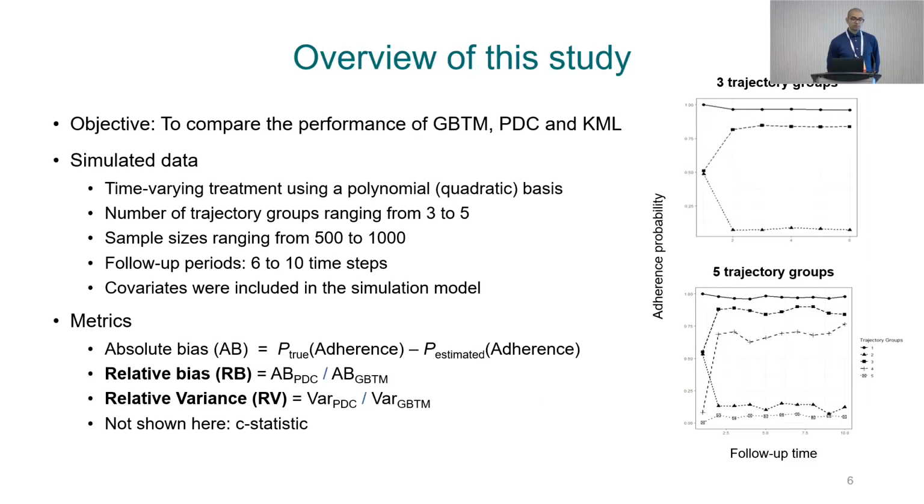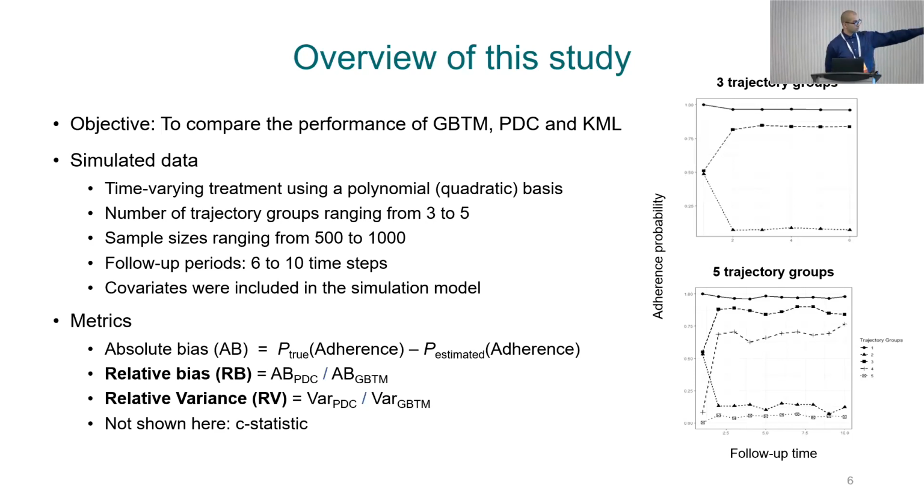So the overview of this study was to compare the performance of GBTM, PDC, and KML at being able to classify patients into their trajectory groups using simulated data, where we actually know what the underlying true trajectory groups are. I'm not going to go into details about the actual simulation process, but I do have some examples of the trajectory groups that we specified.